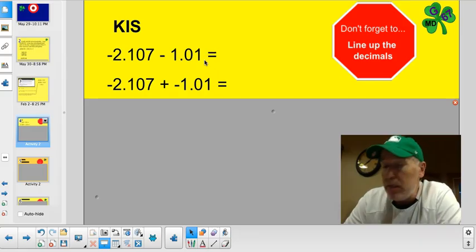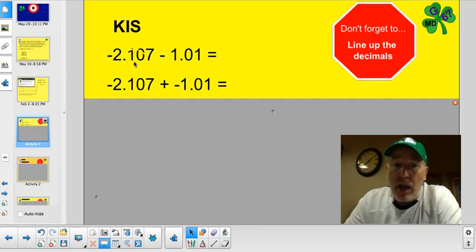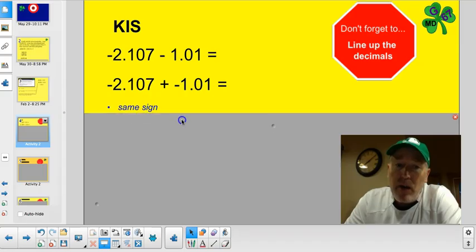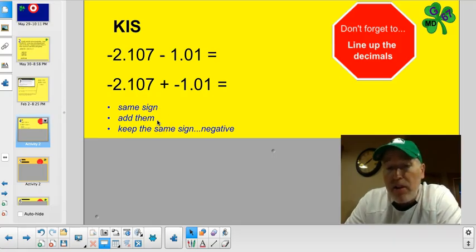All right, this can look a little intimidating, but what we have to do here is, first of all, I think about this as negative 2.107 minus 1.01. I think of it as negative 2.107 plus another negative 1.01. So now I'm thinking about it. I've got these two are really the same sign. I have a negative and I got a negative. In this case, I know that according to my little rules, I just add them, and then I'm going to keep the same sign, which is negative.